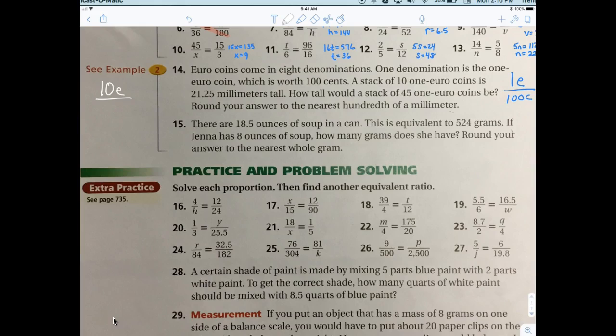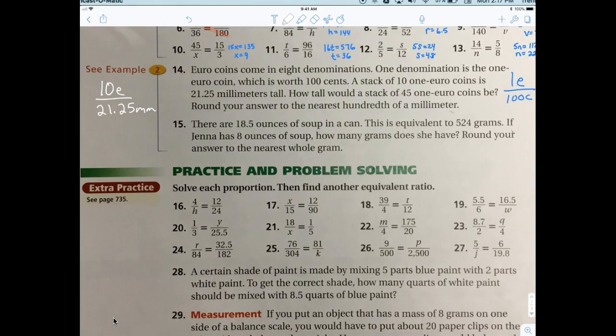10 euros is the same as 21.25 millimeters. Is everybody okay with that? That's not a very good 21.25. Everybody good with that?